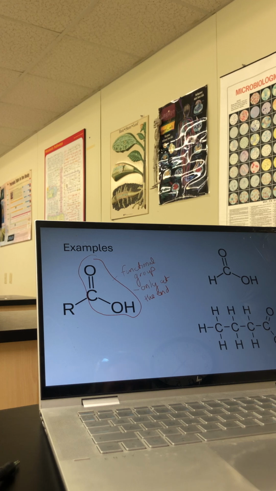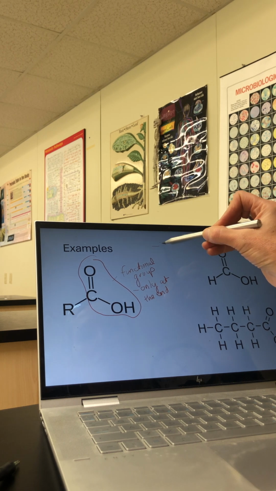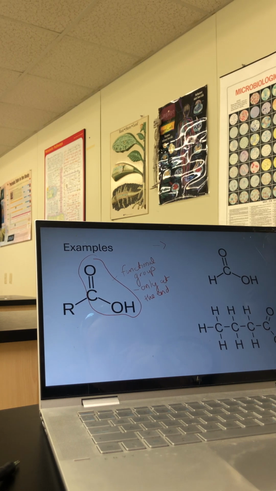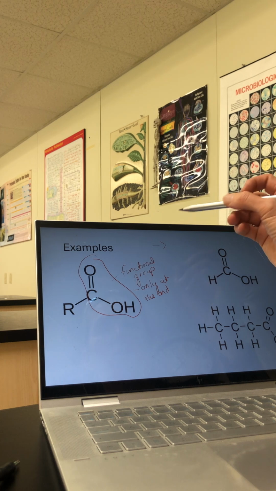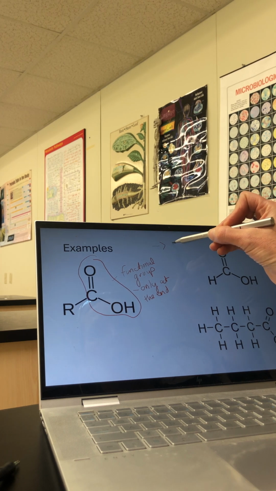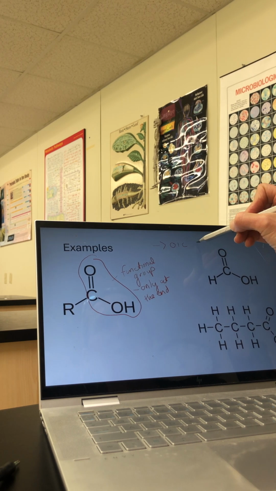All right, now, these, like I said, only are found at the end of a chain. The other thing you should know is that when you're naming the molecule, it's going to have an oic acid ending. So oic, two words, oic and then acid.